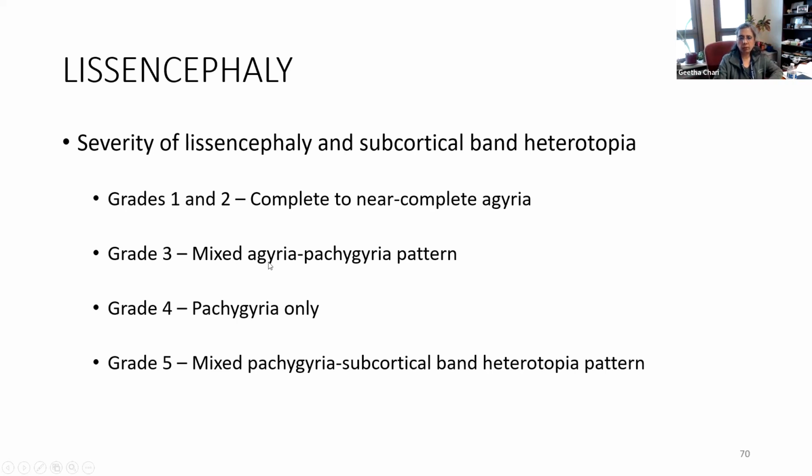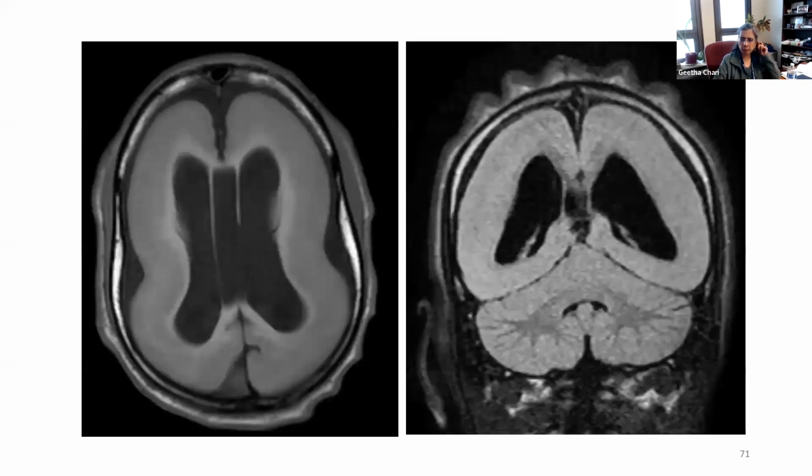Grade 3 is where you have both agyria and pachygyria, so you see some sulci and gyri. Grade 4 is only pachygyria. And grade 5 is where you have pachygyria as well as the subcortical band heterotopia pattern. So here are some examples. This you can see is a complete, nice, smooth brain.